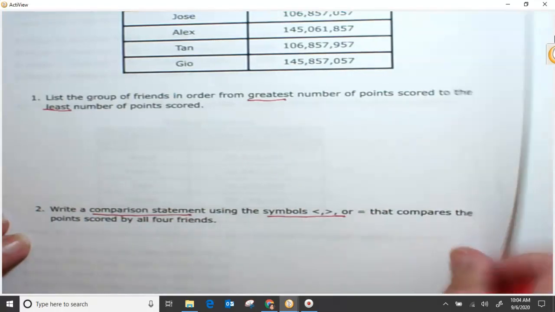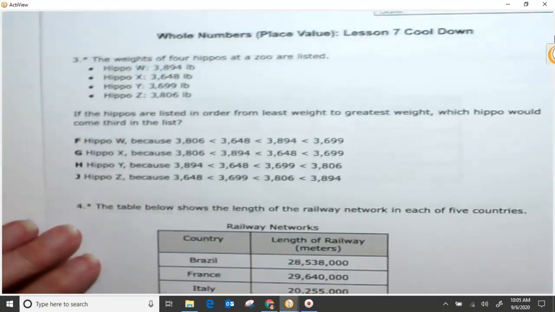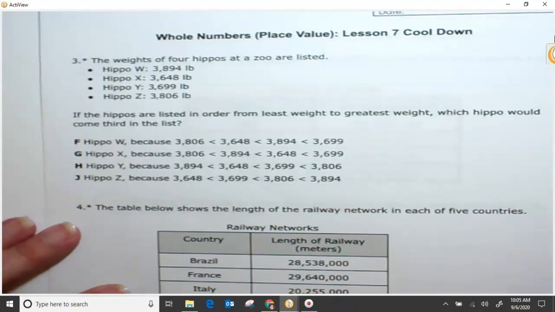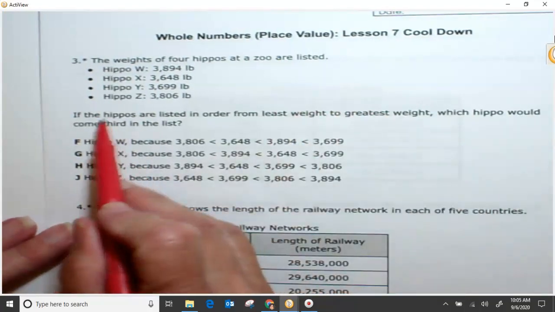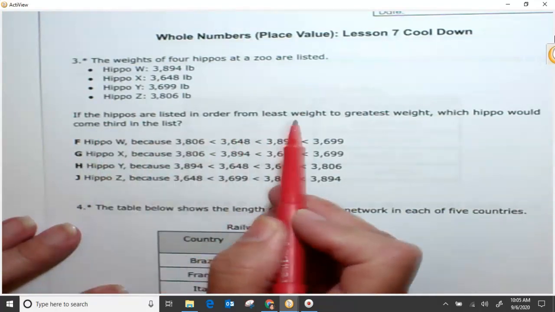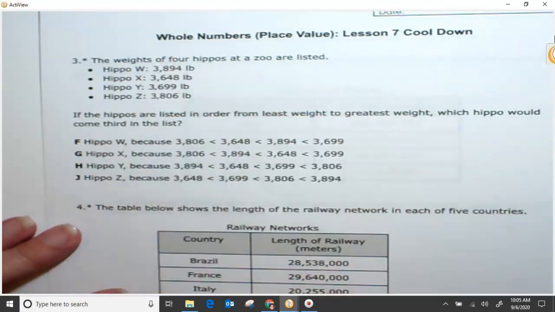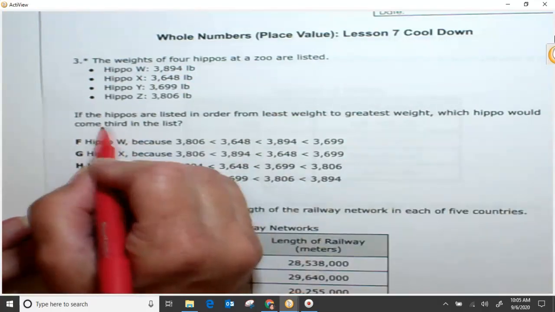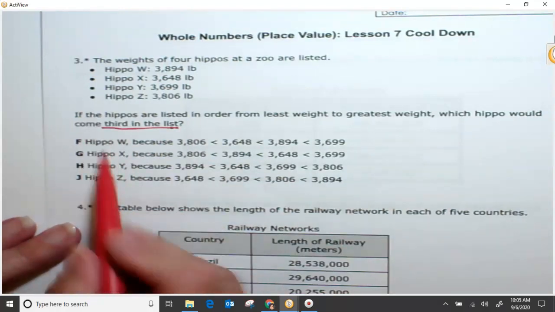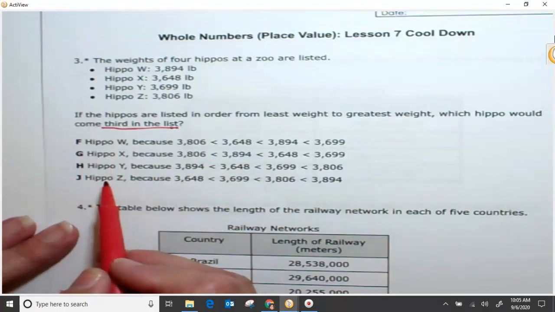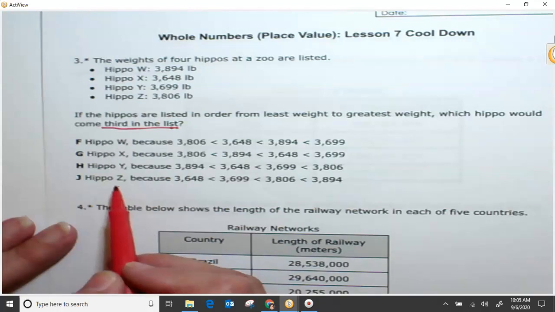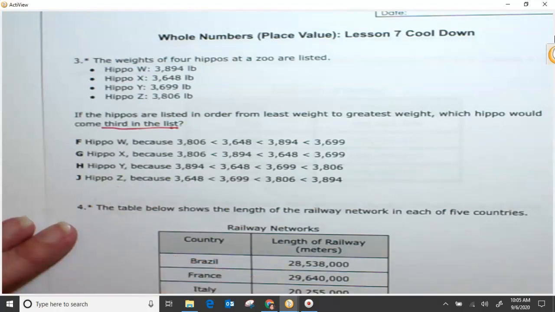Okay. Then the second page of it is the weight of 4 hippos at a zoo. If the hippos are listed in order from least weight to greatest weight, which hippo would come third in the list? So you're going to order these from least to greatest, and then figure out which one is third in the list. And then I want you to look at your answer choices and find the one that has them correctly listed as the third one, the same one that you got as the third one.